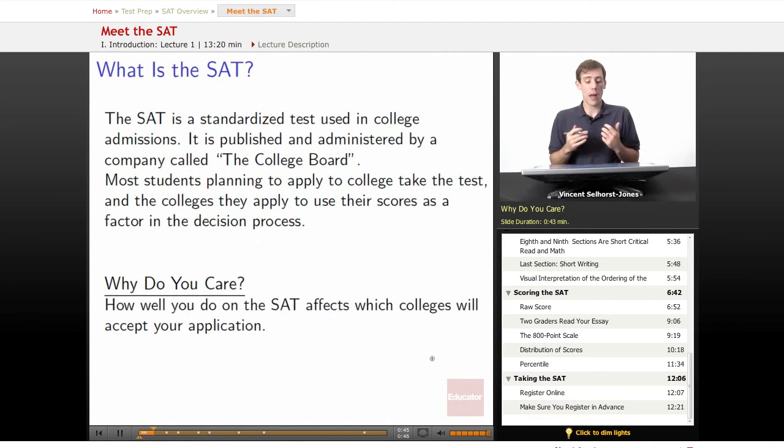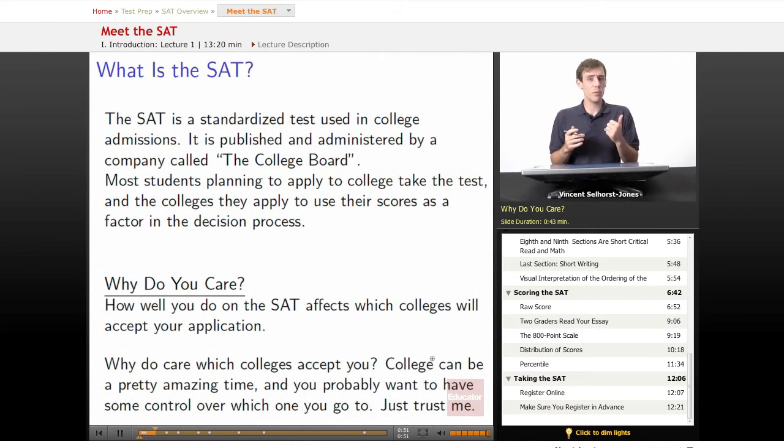Why do you care? Well, how well you do on the SAT affects which colleges will accept your application. Why do you care which colleges accept you? Well, college can be a pretty amazing time, and you probably want to have some control over which one you go to. You want the colleges that you're most interested in to accept you so you can go there, right? So if you want to have a lot of choice in which college you can get to, you want to do well on the SAT. Doing well on the SAT can really help you get into the colleges you're most interested in. And why do you care about going to a college that you really like? Because college can be great, and if you don't believe me on that yet, just trust me, you're going to probably really enjoy being at college when you're there, so you want to have some control over which one you go to.